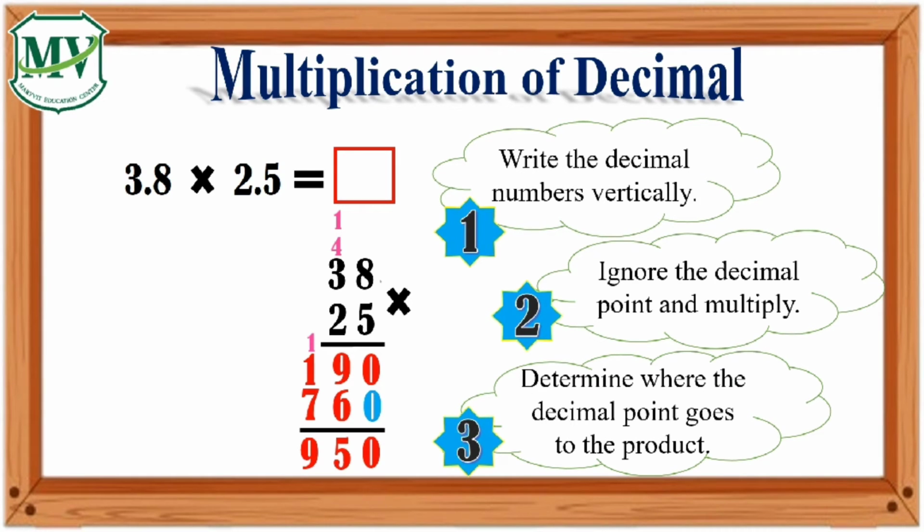Now let's count the decimal places. 1, 2. 1 plus 1 equals 2. Now let's move 2 decimal places to the left. So the product of 3 and 8 tenths and 2 and 5 tenths is 9 and 50 hundredths.